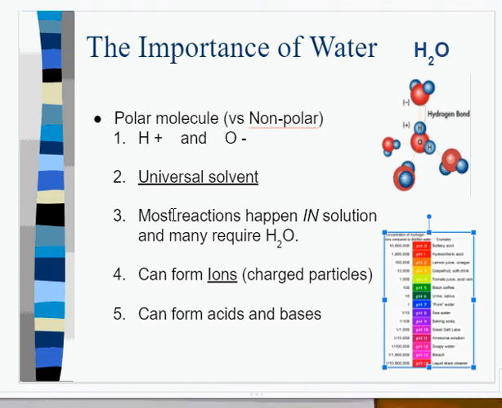There are some that do not dissolve in water, though, and fats are some of them. They are non-polar molecules. So most of the reactions that happen in water happen in solution, and many of them require water. We're going to study two specific chemical reactions that you're going to need to know about. Water also has the ability to form ions or charged particles, so they can actually dissociate or separate from each other. The term is associate, and if you dissociate, you don't get involved with something anymore.